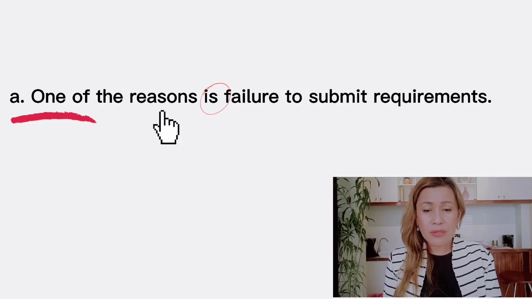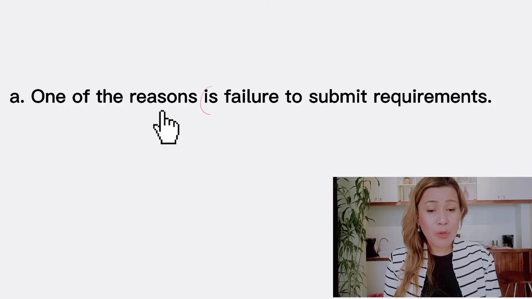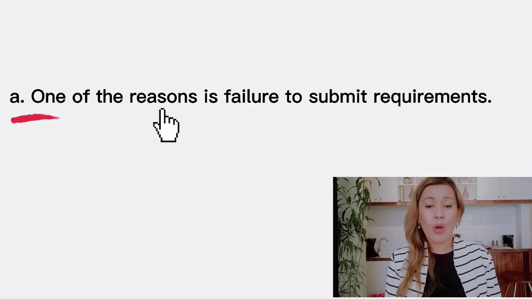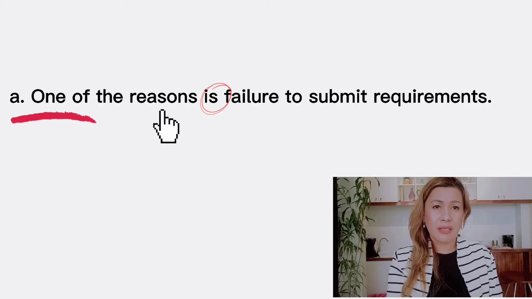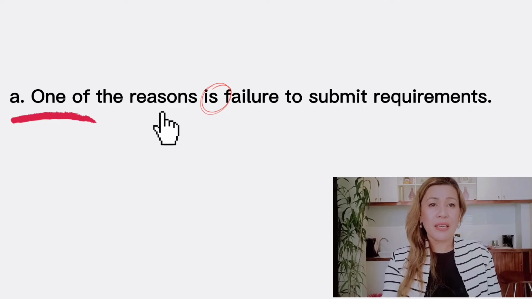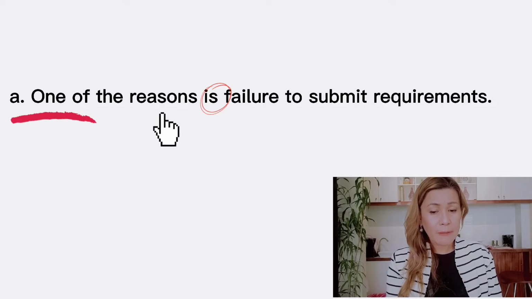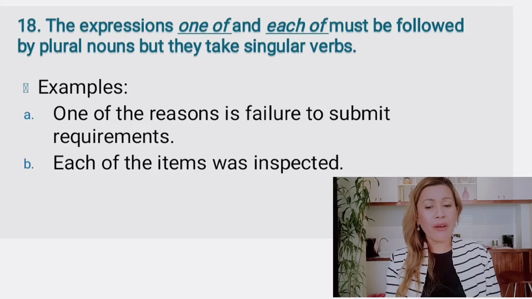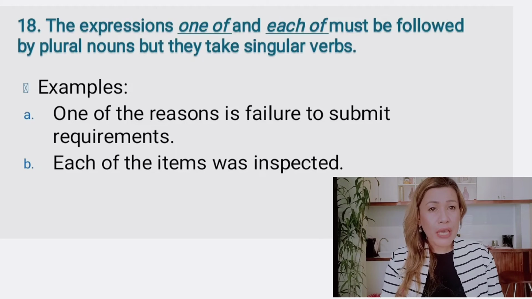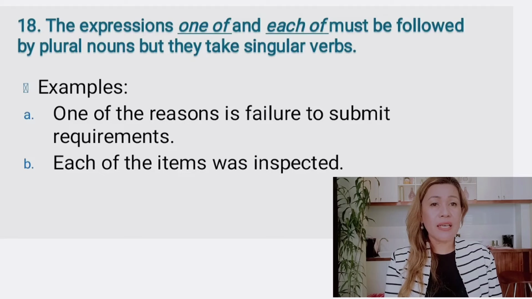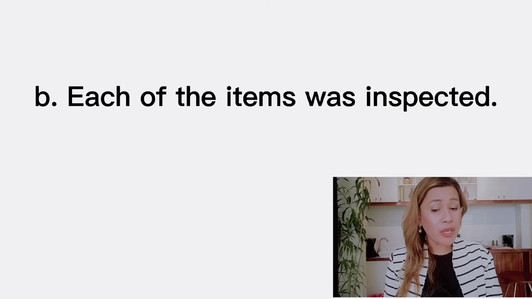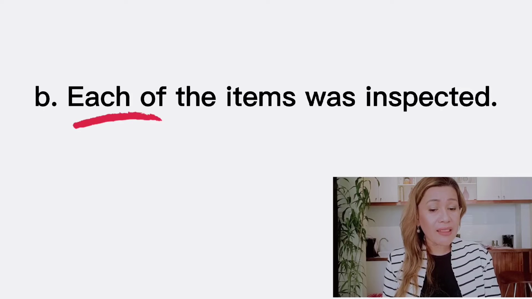Why so? Because the rule says the expressions one of and each of must be followed by plural nouns, but they take singular verbs. So, one of the reasons is, one of my friends is, one of my relatives is. Okay? So, if we're not using one of, but we're using each of, the same rule will be followed. So, you say, each of the items was inspected. So, our subject here is each of, not items.